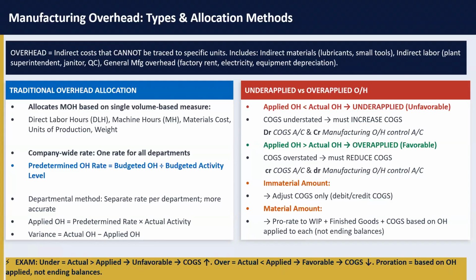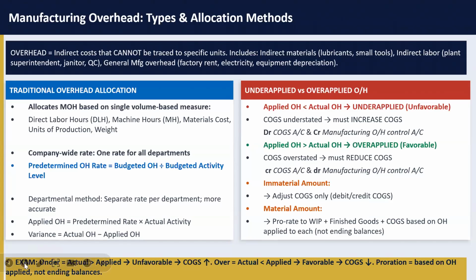To brief it up, if it is an under applied overhead, actual is greater than applied, and it will be unfavorable. For any variance, if actual cost is greater than applied cost, then it is unfavorable itself, and your COGS will be increasing. If it is over applied, actual expense is less than applied, it will be favorable for us because actual is less. Then it will reduce our cost of goods sold.